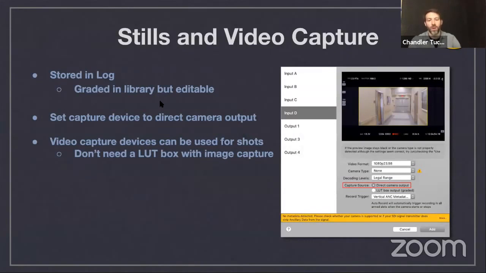As mentioned before, all of these files are stored in log, so you can edit them after the fact, but you do have to make sure that you set this up properly within Livegrade. So when you go to your devices and you set up your capture device, down here under capture source, you want to make sure you set that to direct camera output. That way, no matter what you're seeing in Livegrade, it's actually recording the log image. If you set it to LUTbox output, it's actually going to record the graded image that's coming out of the LUTbox instead.